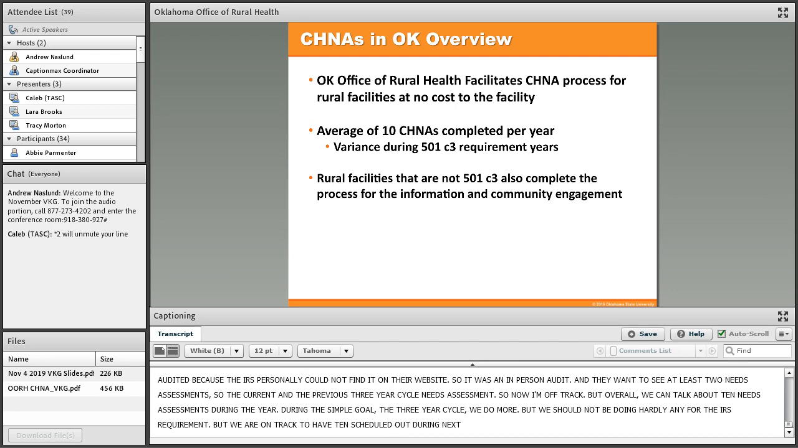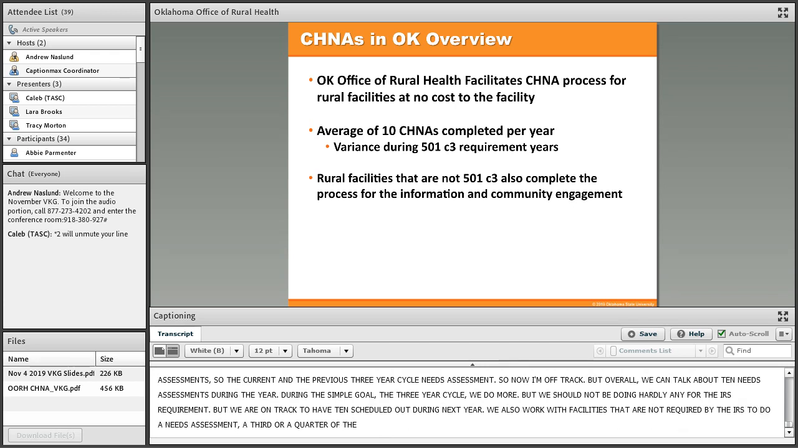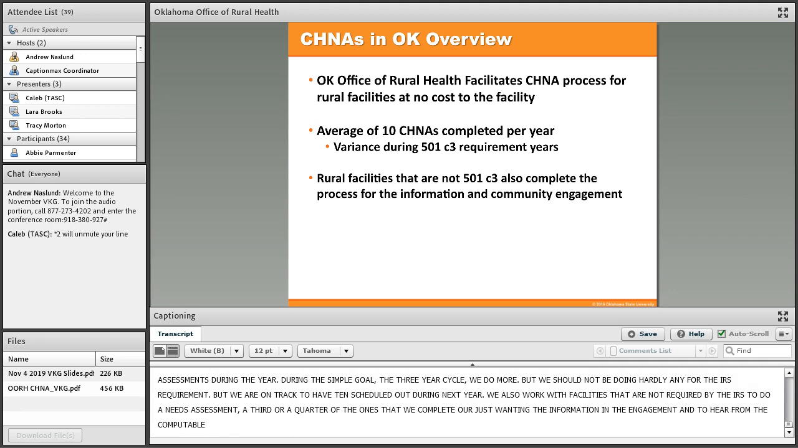Tracy, just to follow up on one of your slides, the hospitals having this posted on their individual websites is actually a really big deal from the IRS, from what we're hearing from some of our hospitals. We've actually had some hospitals audited because the IRS person could not find it on their website, so that spurred an in-person audit. And the IRS wants to see at least 2 needs assessments on the website too, so the current one and then the previous 3-year cycle needs assessment.